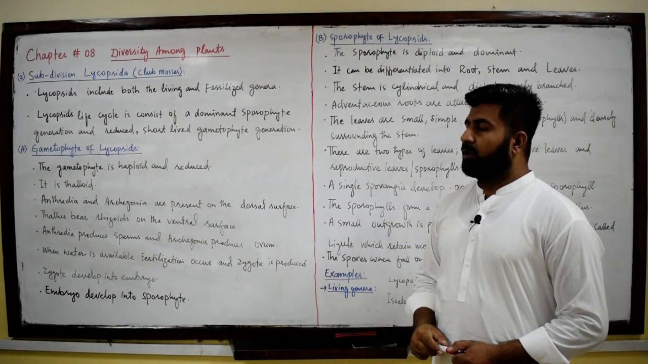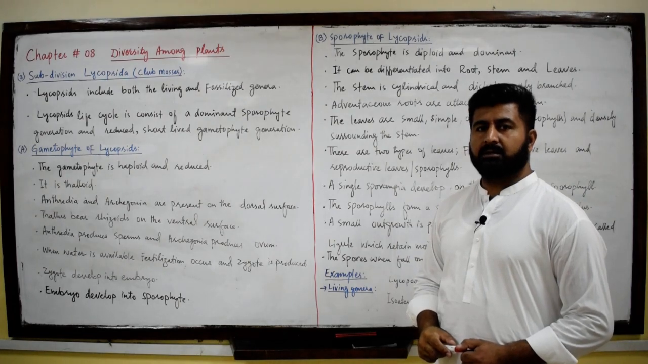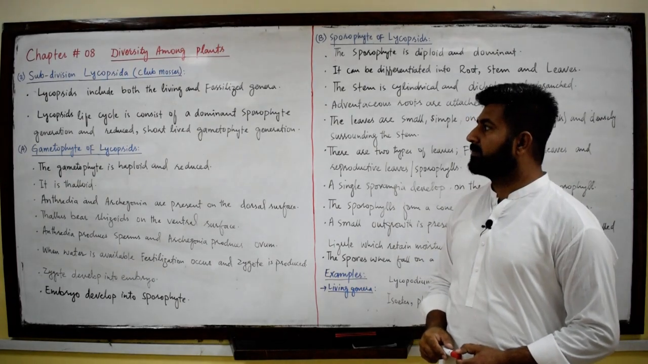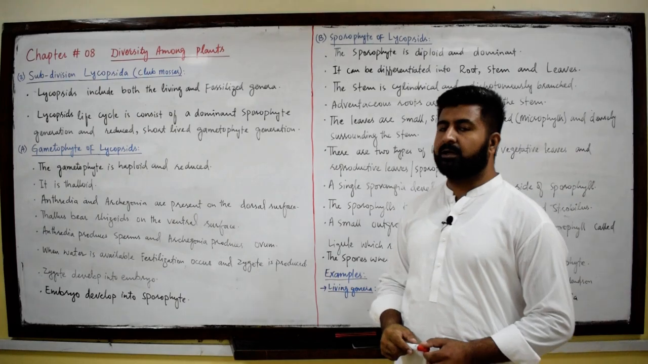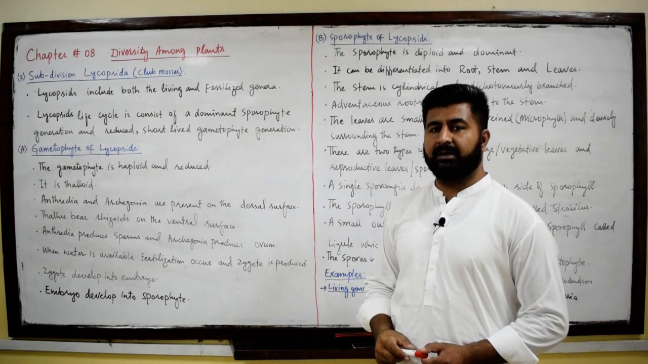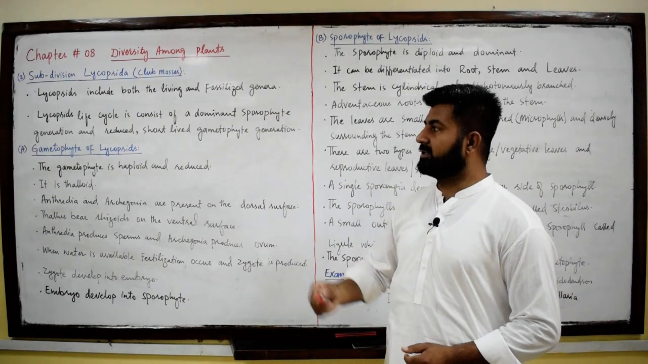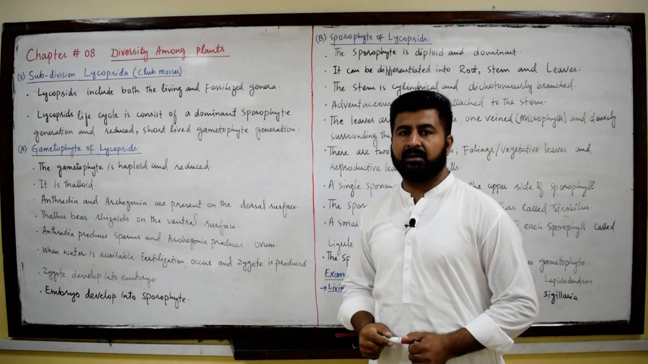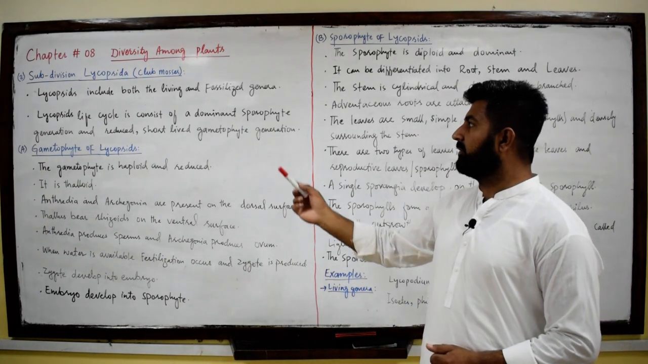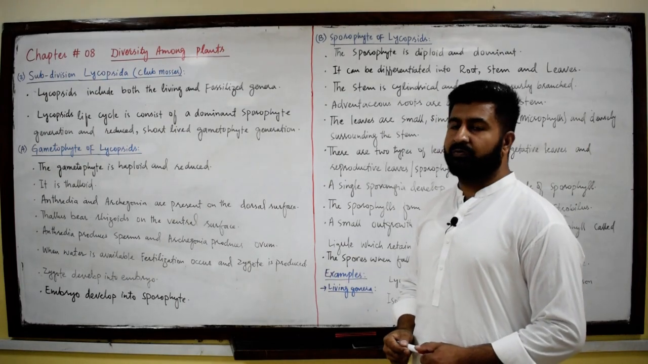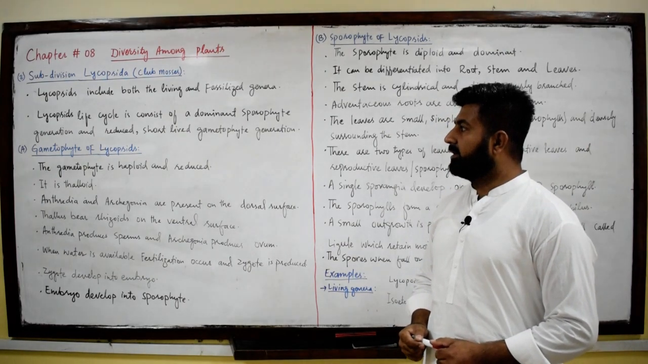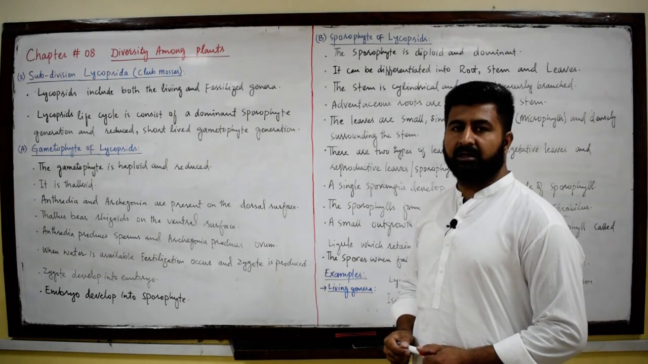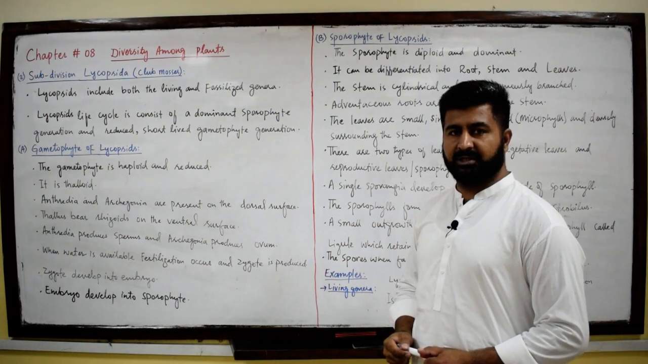Subdivision Lycopsida are club mosses. Lycopsids include both the living and fossilized genera. The Lycopsid life cycle also consists of a dominant sporophyte generation and a reduced, short-lived gametophyte generation.